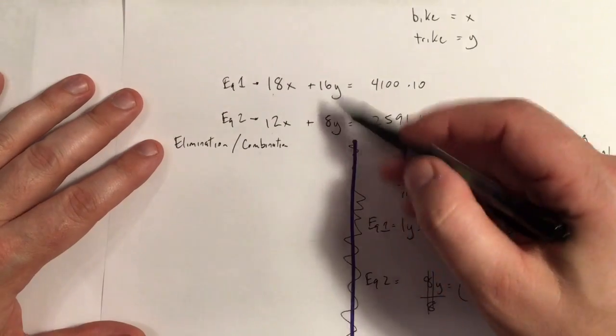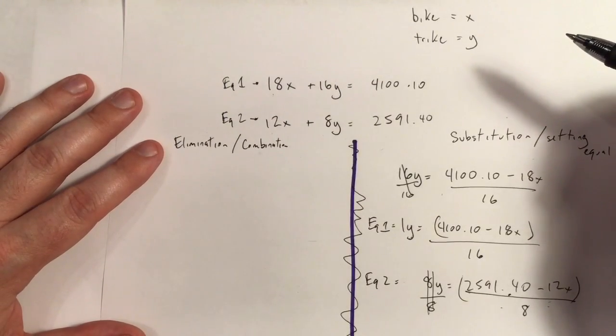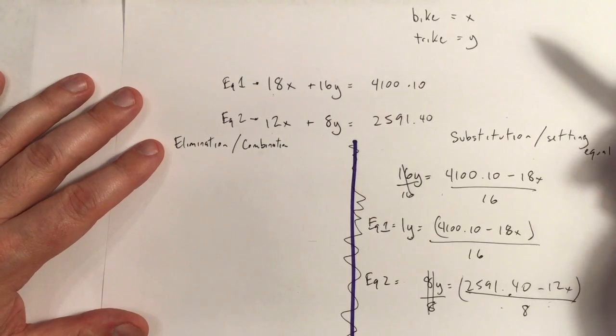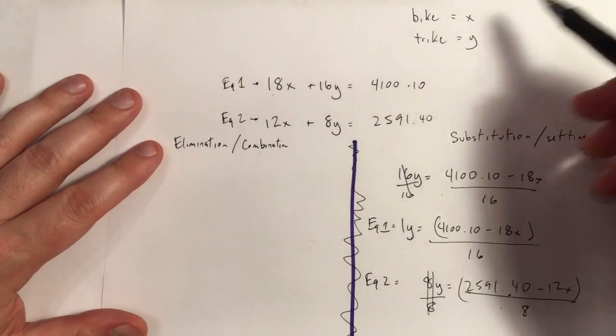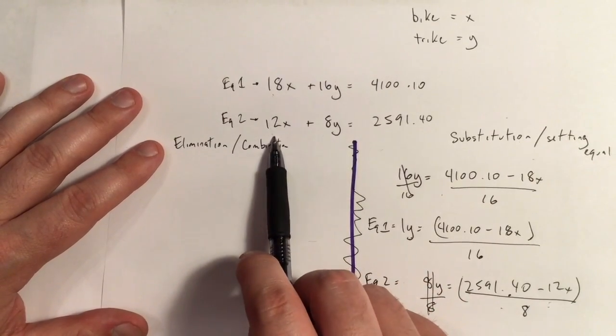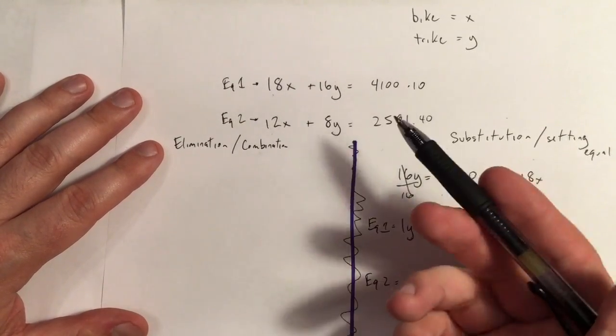All right, so elimination. I'm gonna take one of these and manipulate it and hopefully eliminate one of the variables. So there's lots of ways you could do it, but what I'm gonna do is I'm gonna take the second equation, equation 2, and I'm gonna multiply all of it times -2.